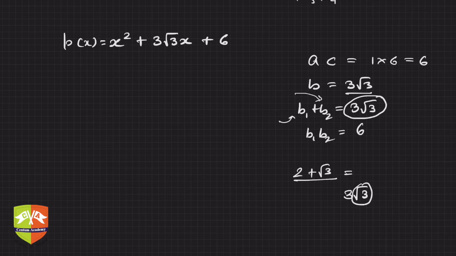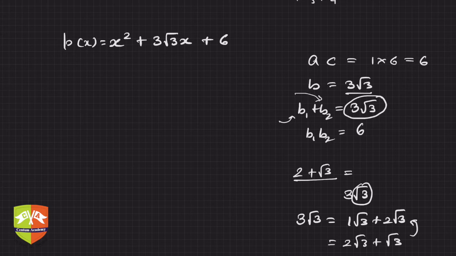For example, what I mean to say is 3 root 3 can be expressed as, let's take some examples, 1 root 3 plus 2 root 3. This will be 3 root 3, isn't it? And this is the only possibility of splitting, right? Because the other possibility is 2 root 3 plus root 3, which is the same as the previous one, right? Now we have to just check whether the product of this leads to 6 or not. It indeed leads to 6. Why? 2 root 3 into root 3 is clearly 6. So hence, we got our splits.